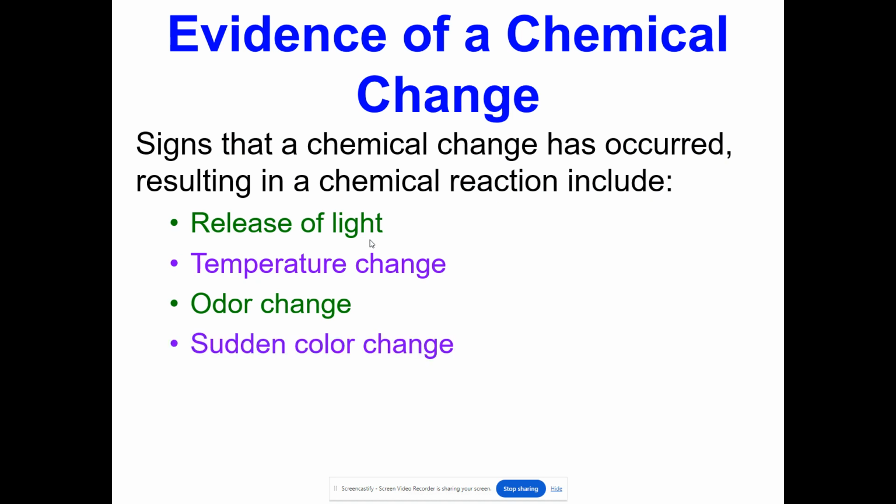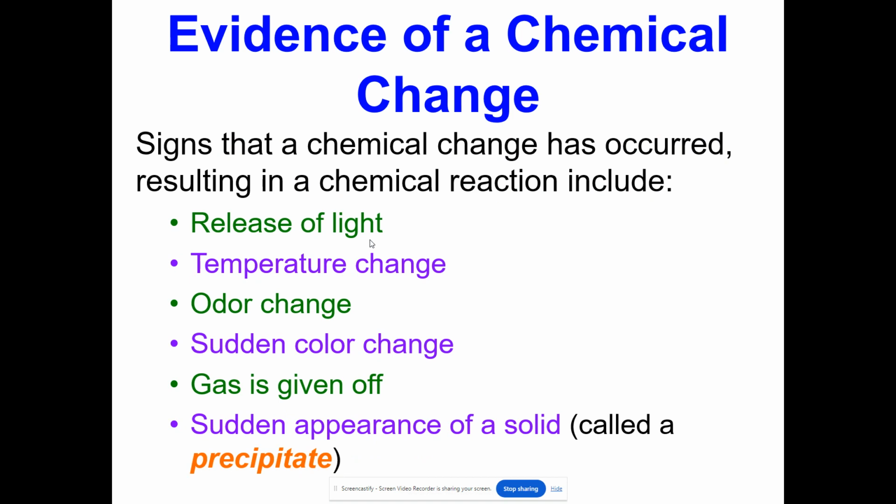Okay? Sudden color change. Okay? Could be a new substance being made. Gases given off. And in a reaction, usually you'll see this as bubbles in your reaction vessel. And then a sudden appearance of solids. So sometimes we'll get what we call a precipitate. You mix 2 liquids together, and you'll see this. We're going to do at least one lab where you'll see this happen. Mix 2 liquids together, boom, all of a sudden you've got a solid in that solution. Okay, so also a good indication of chemical change.